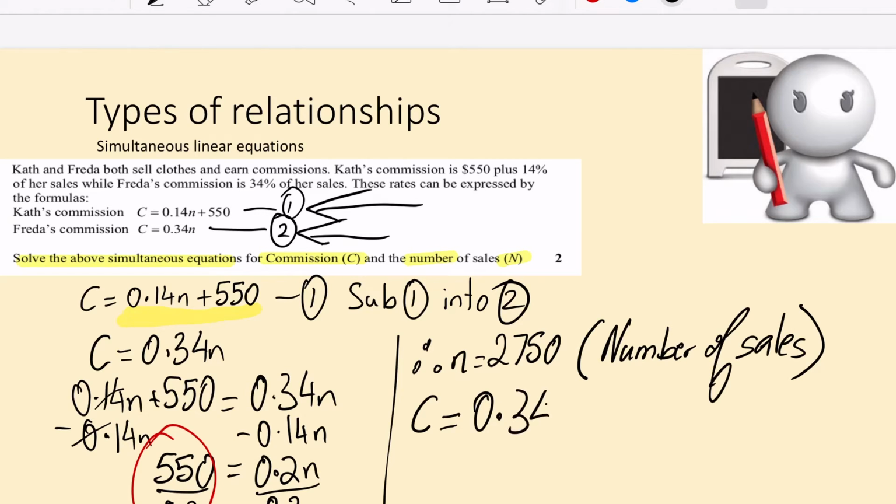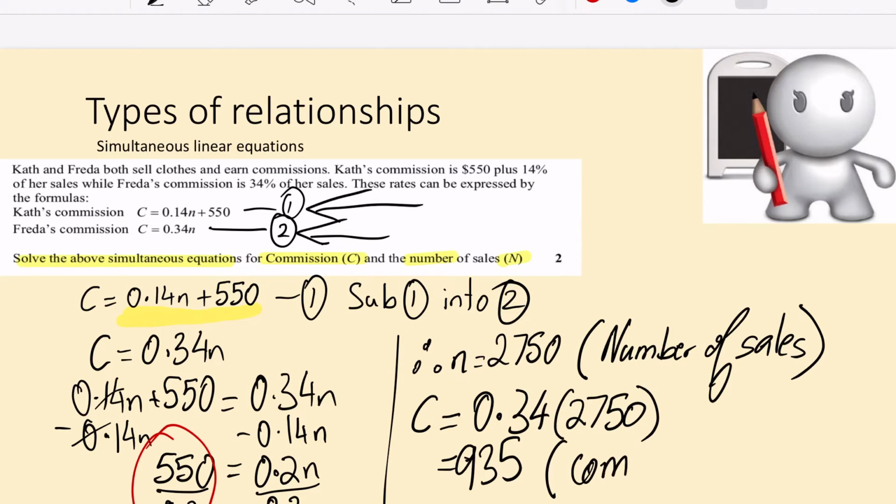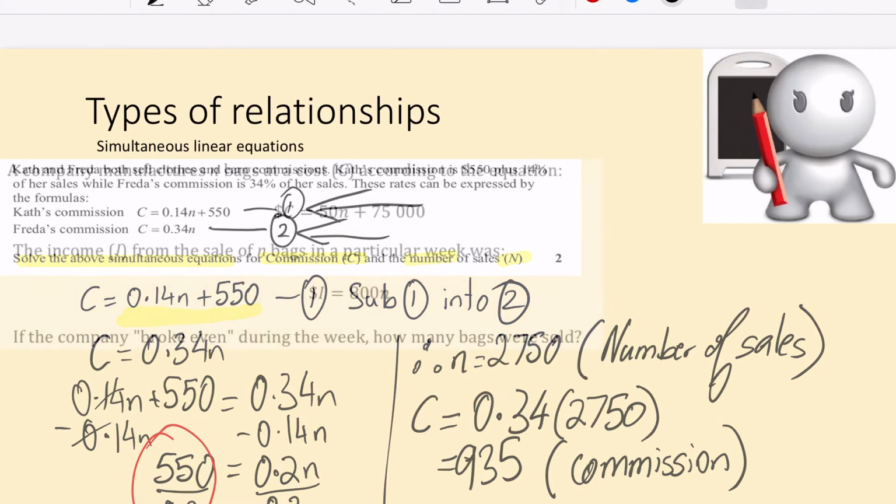So 0.34, and when I see N, I'm going to substitute 2,750. When I do that, I'm going to get the commission is 935. In this case it's going to be dollars, and that's the commission. All right. So once again, when you are solving simultaneously, you need to generate two answers, one for each of the variables, and you need to somehow link these two formulas.